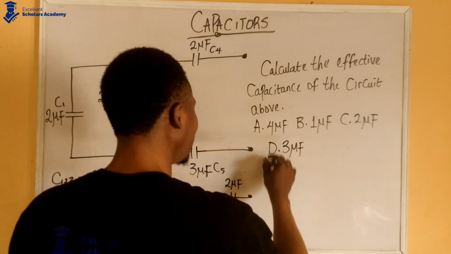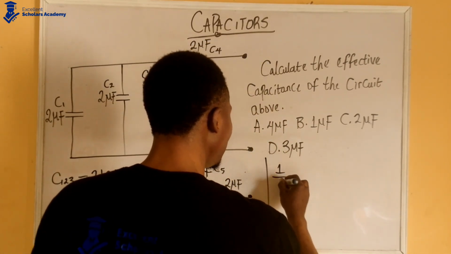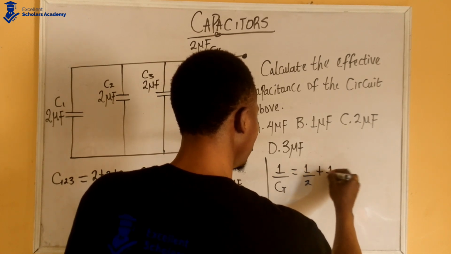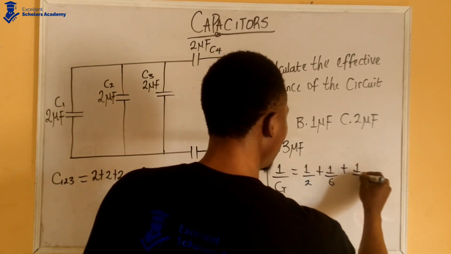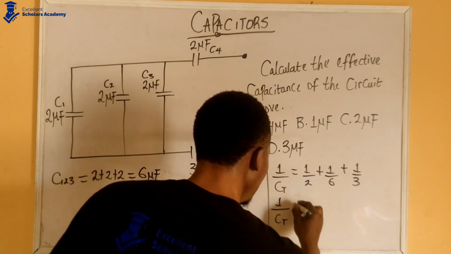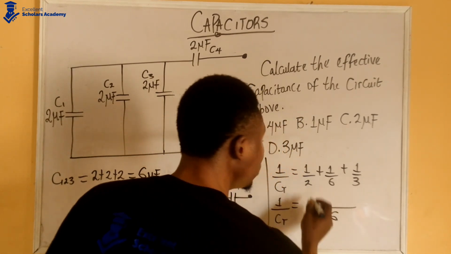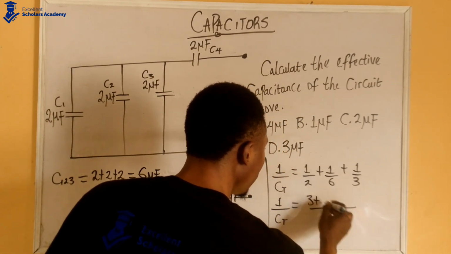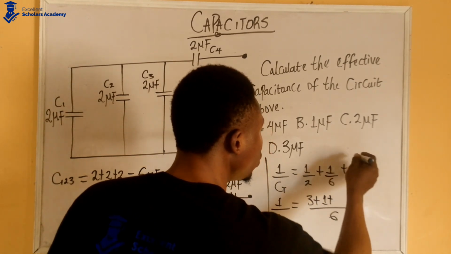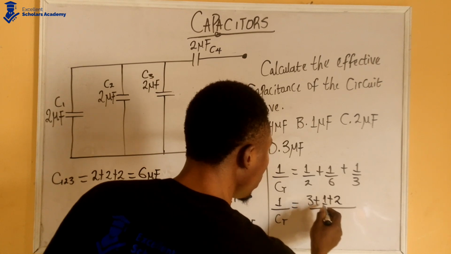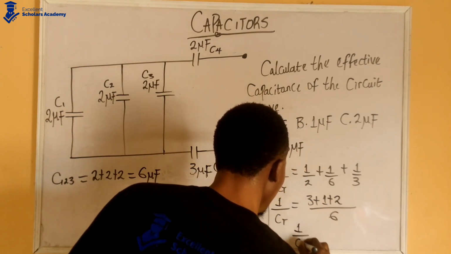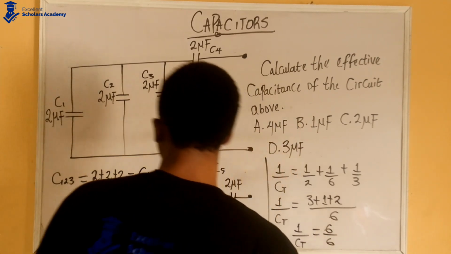which is the total capacitance. So it becomes 1 over Ct is equal to 1 over 2 plus 1 over 6 plus 1 over 3. Now the LCM of 2, 6 and 3 of course is 6. So 1 over Ct is equal to, 6 divided by 2 gives us 3, 3 times 1, 3. Plus 6 divided by 6 gives us 1, 1 times 1, 1. Plus 6 divided by 3 gives us 2, 2 times 1, that's 2. So 3 plus 1, 4 plus 2, that's 6. So 1 over Ct is equal to 6 over 6. Now that gives us 1.